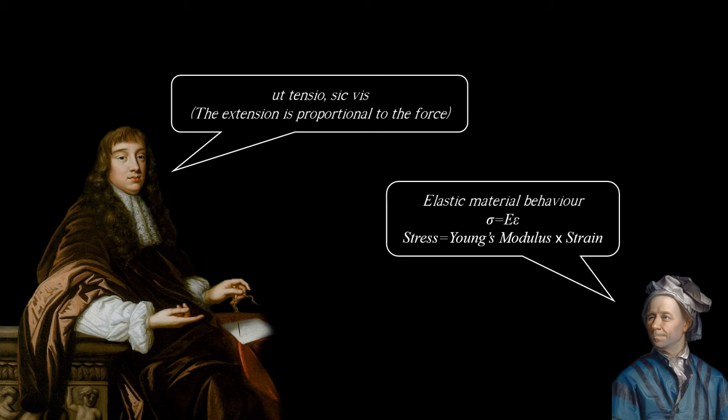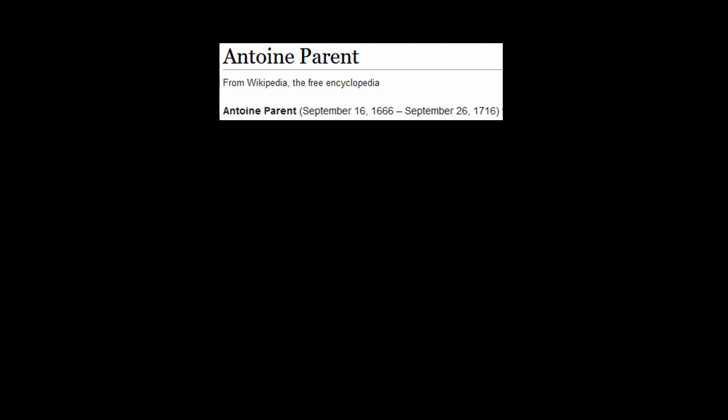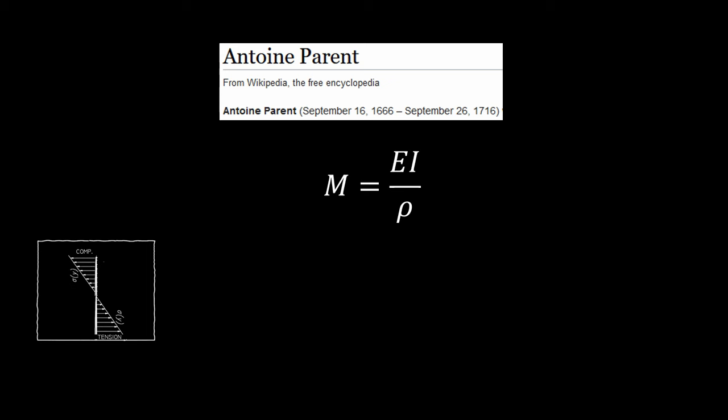Finally, the French mathematician Antoine Parent, and I'm extremely sorry to my French audience, related these to the linear stress distribution due to bending to show that the bending moment M is EI over rho, where M is how much the beam is trying to rotate according to the forces acting on it, and I is how much it resists bending according to its geometry. The derivation of this will be skipped in the interest of time. If there is enough interest, I could make a separate video about it.